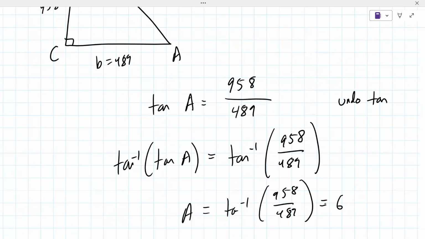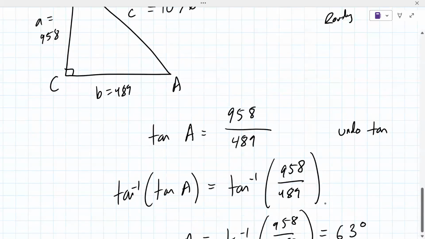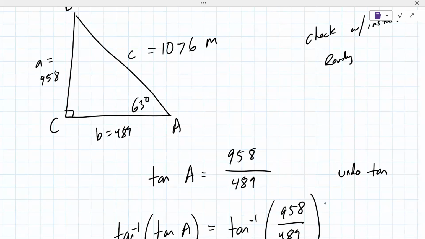62.96. Okay, so maybe 63 degrees. So notice once you get that angle, you can immediately find this other one. So you just find the one that adds up to 90.